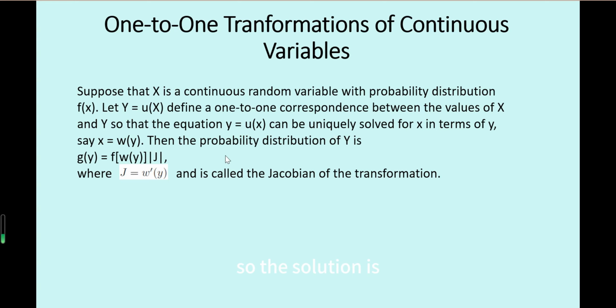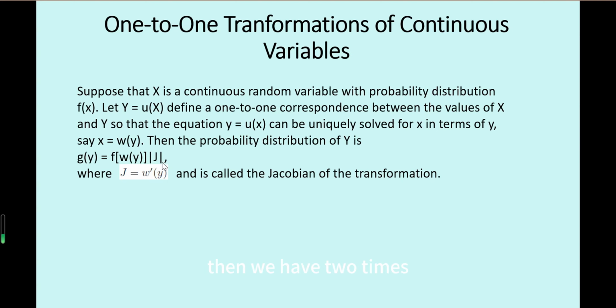So the solution is the probability distribution or density of Y equals f(w(y)). So f means the probability density of X, but here in the brackets we fill in w(y), the inverse of x in terms of y. So this f(w(y)) is the density function of X, but we use y values here.